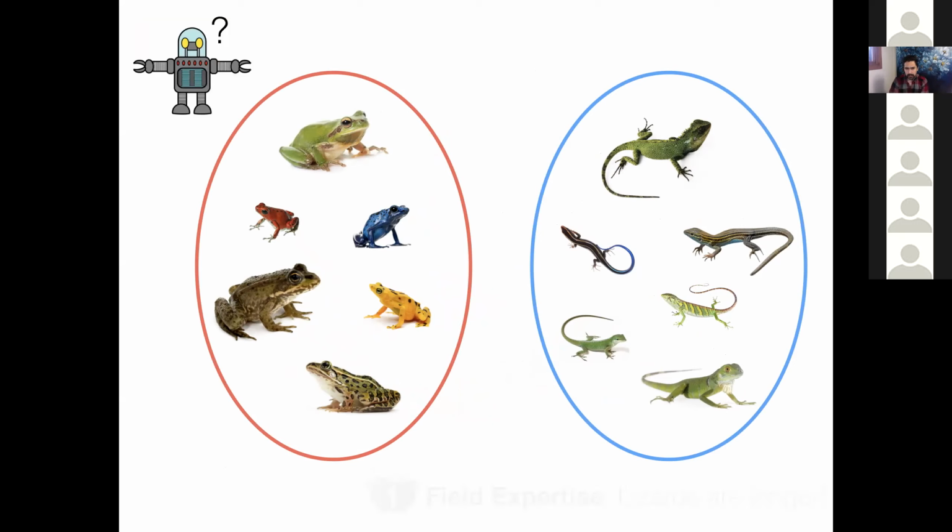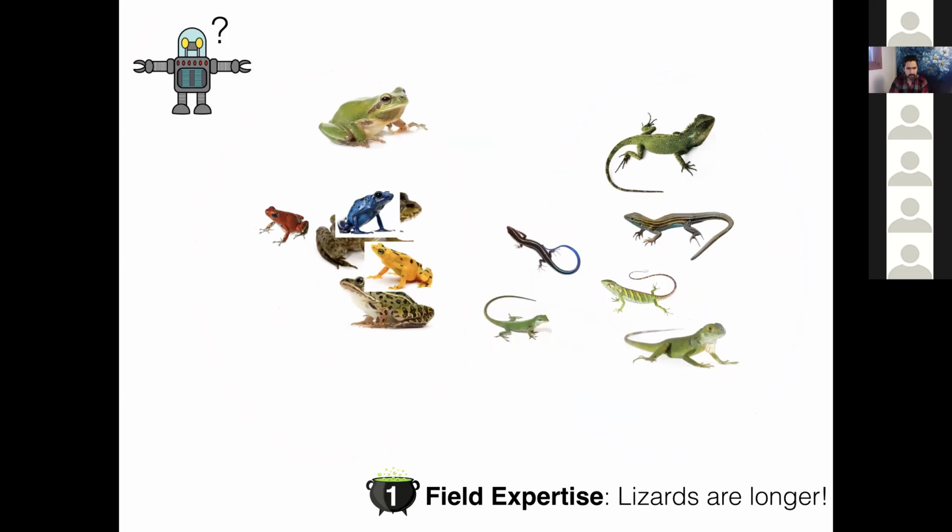Well, the first thing that we could use is some field expertise, right? If we ask this little kid, how do you recognize frogs from lizards? Maybe what they would tell us is lizards are longer. That is one key piece of information, and we can use that insight.